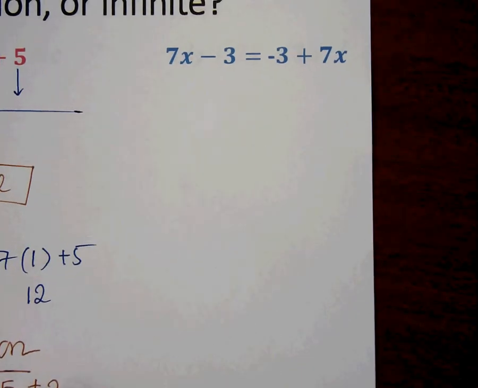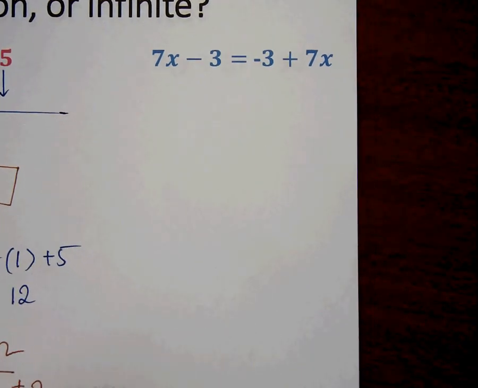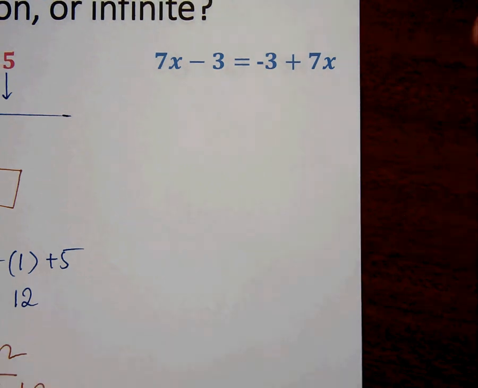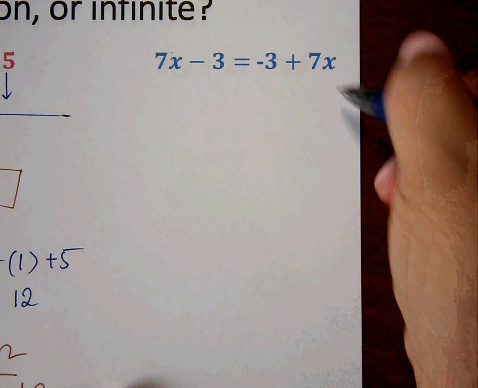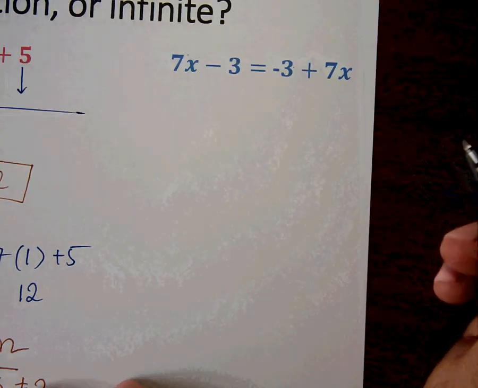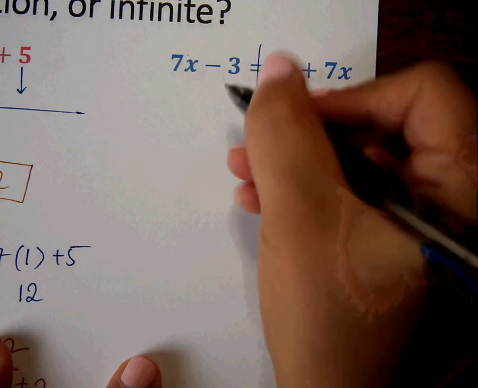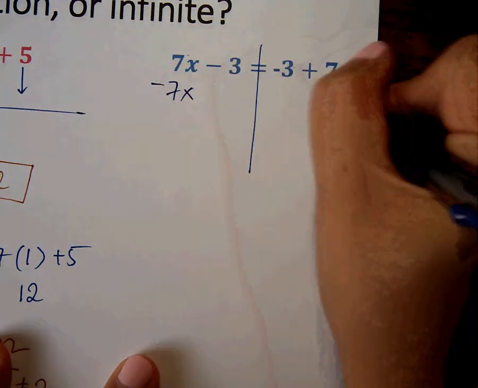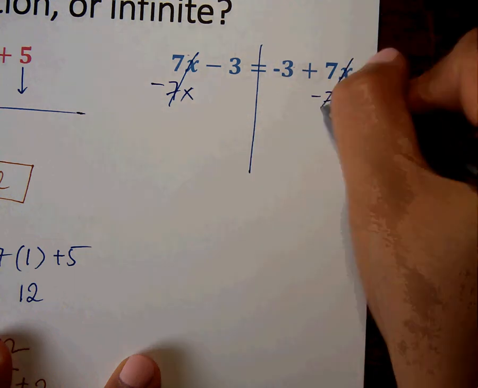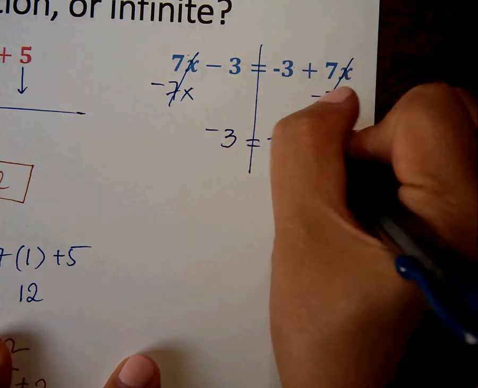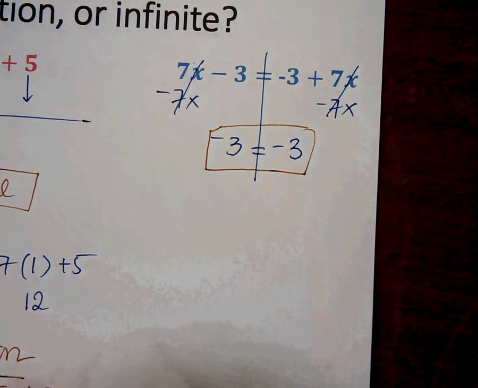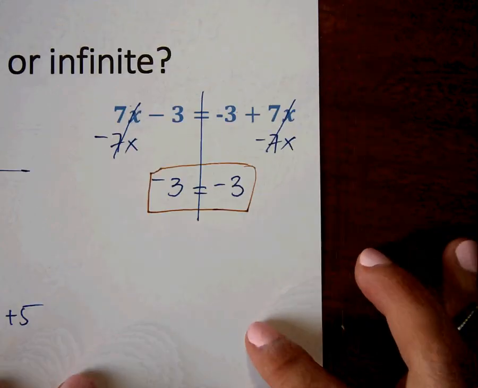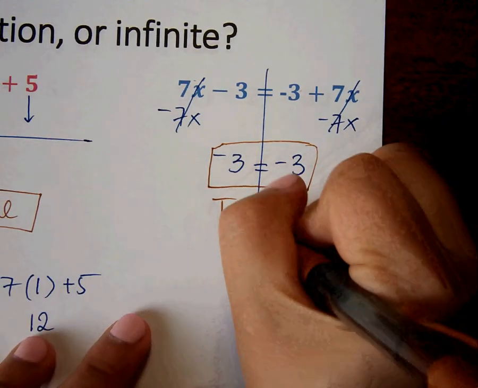Let's explore the next one. We have 7x minus 3 equals negative 3 plus 7x. Okay, again, we have 7x minus 3 and then negative 3 plus 7x. Let's see, we can subtract the 7x from both sides, right? This is 0x, 0x, so we have negative 3 equals negative 3. Wait a minute. Is this one true? If you have a negative 3 equal to a negative 3, is this true? Yes, this is a true statement.